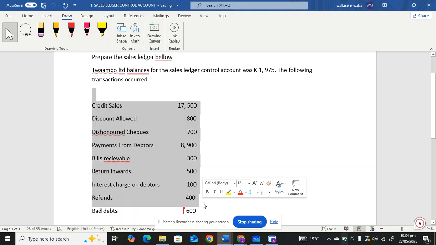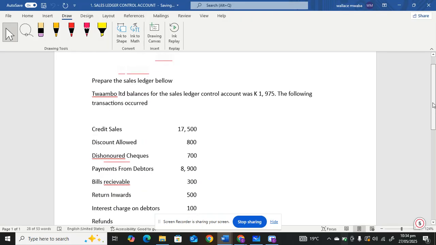Okay, so with this question, all you need to ask yourself is: is it reducing the Ngongole, or the amount the receivable is owing me? If it's reducing, you credit. If it's increasing, you debit. Okay, so we look at this question here.